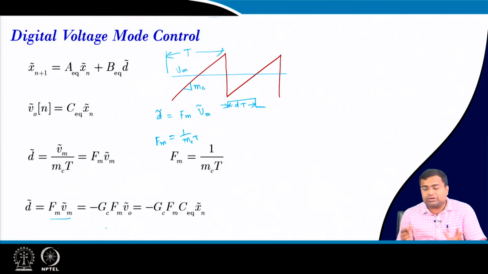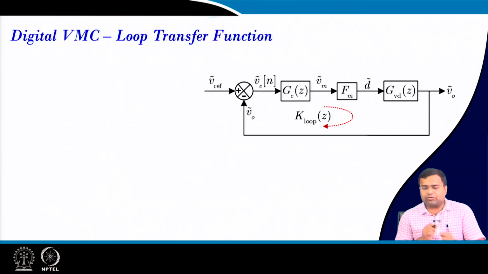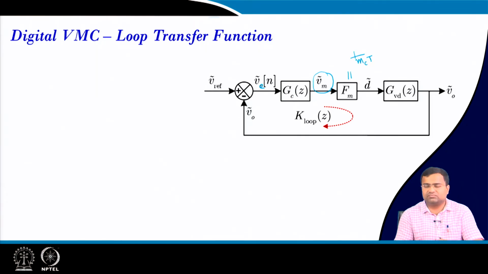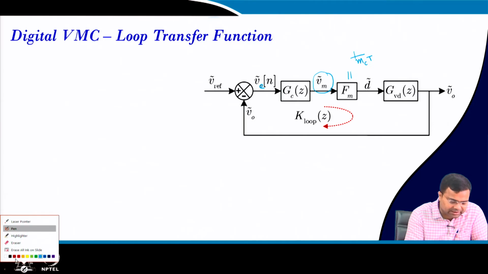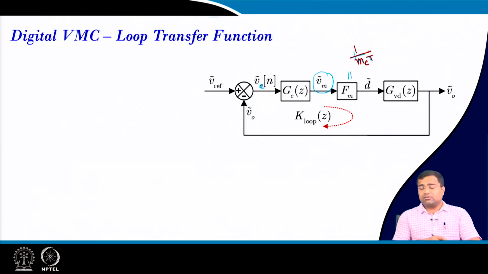Now, we will show if we draw the block diagram. This is our error voltage, then this error voltage goes to the controller, the controller generates the modulating signal, and then it goes to the duty ratio. So here this Fm is nothing but 1 by MC T. Okay. If you use a different color, it is 1 by MC into T. This is our Fm.